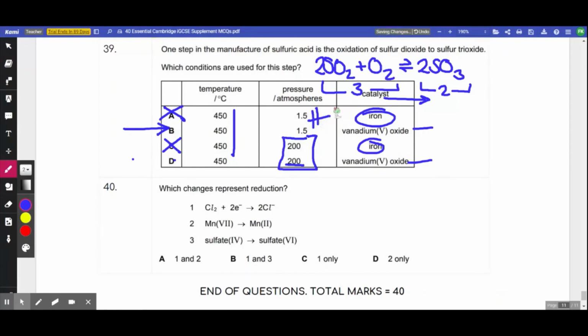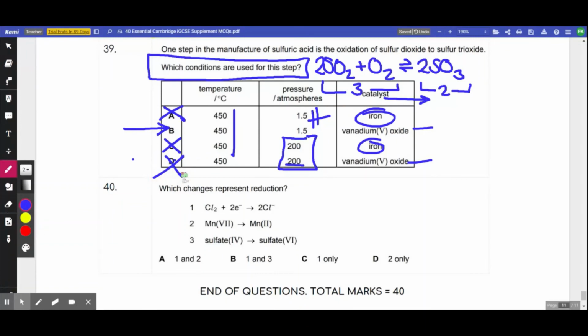It's a very, very subtle point, but when you revise it, you've got to make sure that you revise the fact that the pressure, even though it would drive the reaction forward, the reality of the situation is that you only use a pressure of 1.5 atmospheres. So B is the right choice to make.